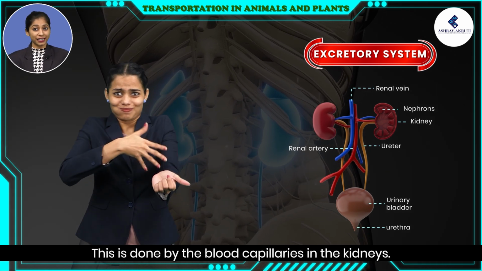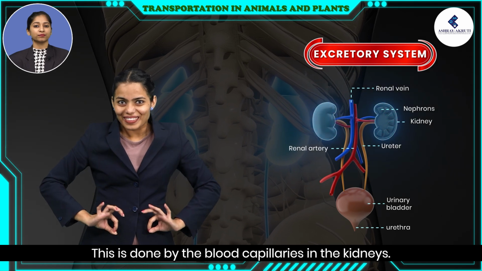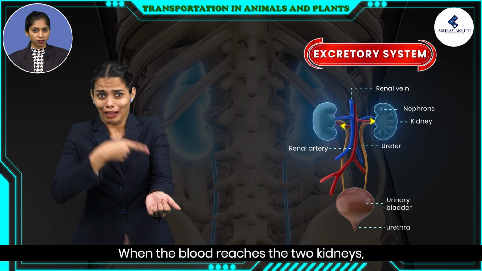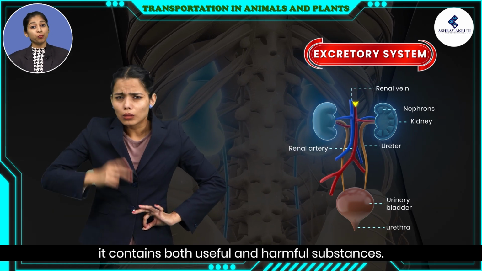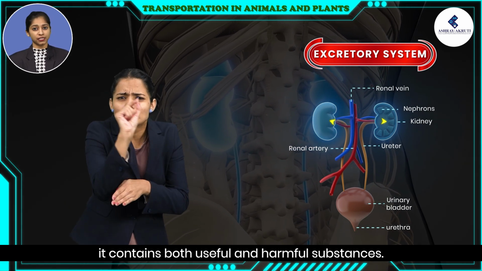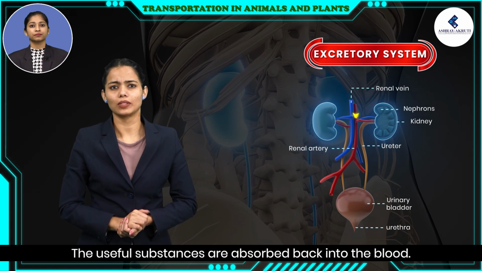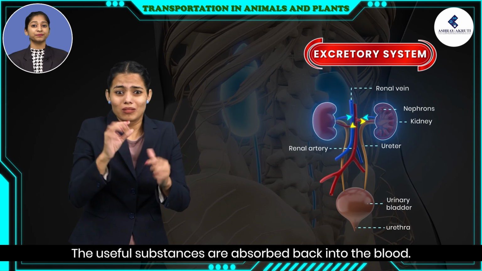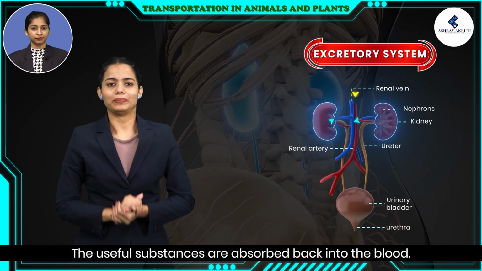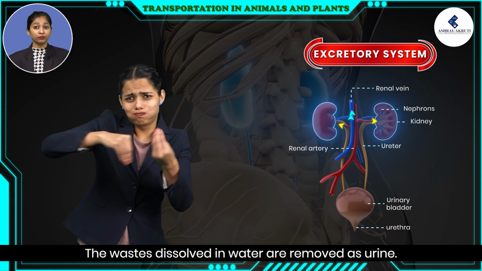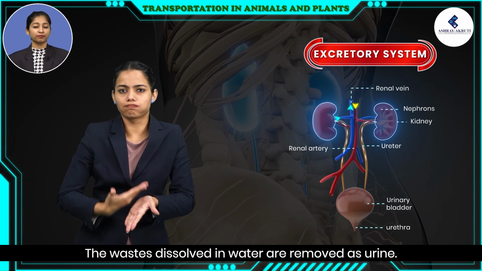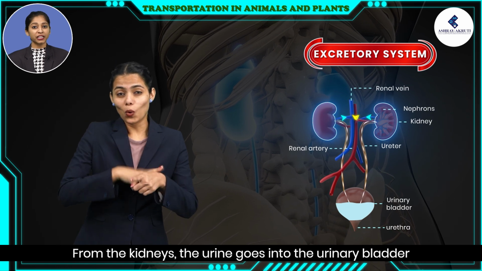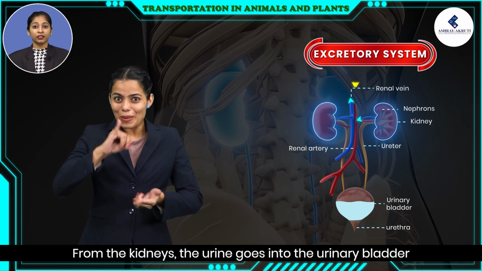This is done by the blood capillaries in the kidneys. When the blood reaches the two kidneys, it contains both useful and harmful substances. The useful substances are absorbed back into the blood. The waste dissolved in water is removed as urine. From the kidneys, the urine goes into the urinary bladder.